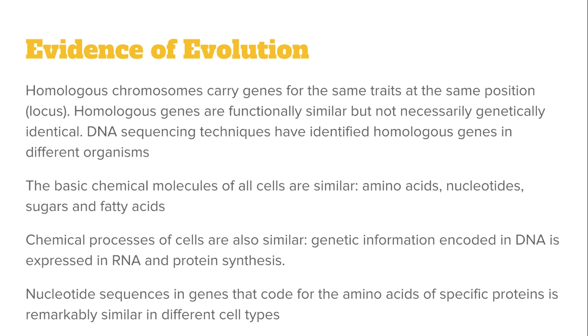Due to these series of genes that are responsible for embryonic development, we see evidence of evolution. We see homologous chromosomes, and they carry the genes for the same traits at the same position. These genes all play a similar role in developing the basic chemical molecules of a cell, mainly the amino acids, nucleotides, sugars, and fatty acids. We can see from genes that the chemical processes of cells are also similar. And then we see that the nucleotide sequences in genes are remarkably similar in different cell types.